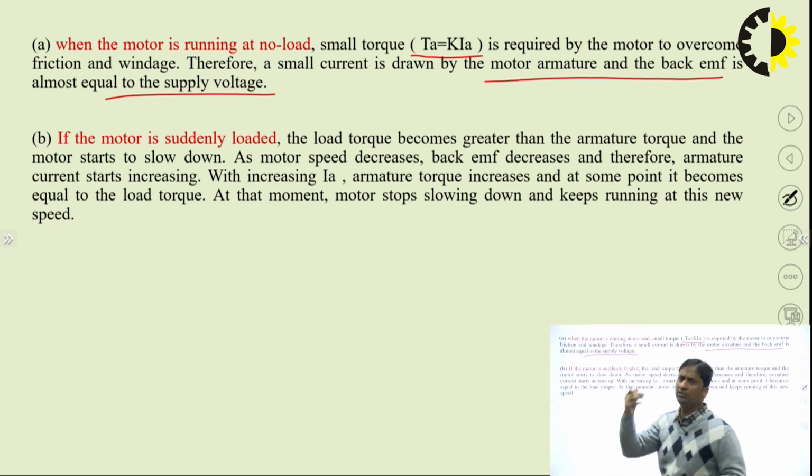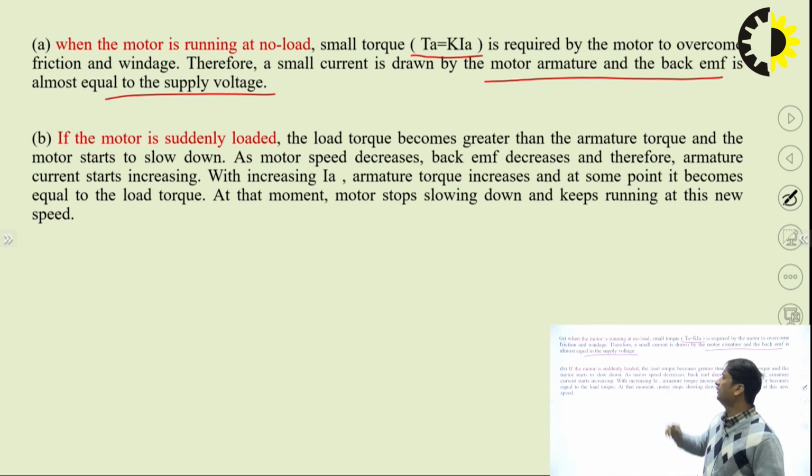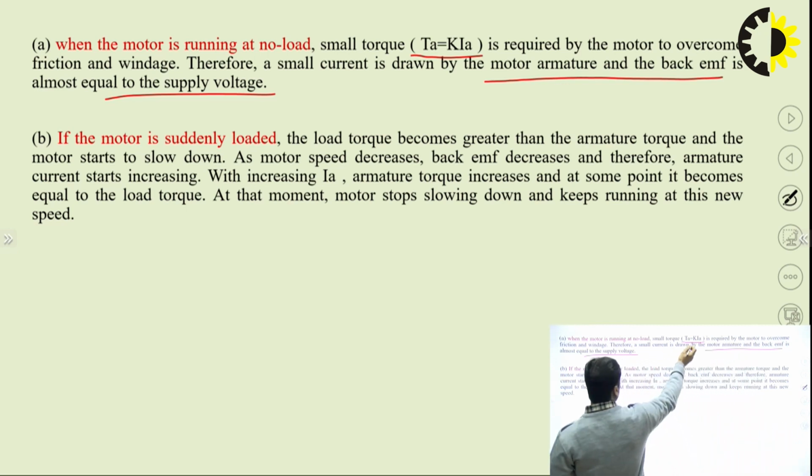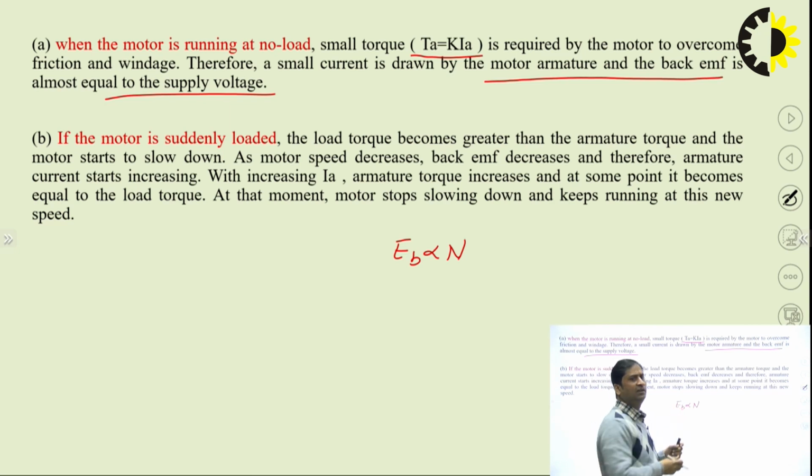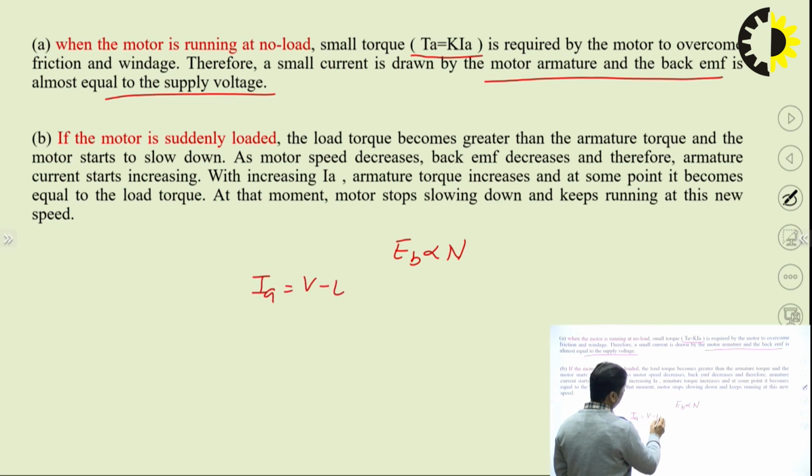So in this case, running at no load, the current is very low, because the back EMF is nearly equal to the supply voltage. Torque is proportional to IA, and back EMF is proportional to speed; whatever speed the motor is rotating at, that voltage is generated, and that is called the back EMF. According to the equation IA equals (V minus EB) upon RA, there is a very small current, because EB is nearly equal to V.